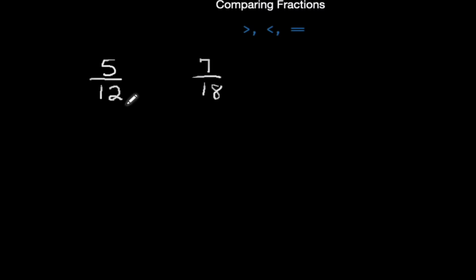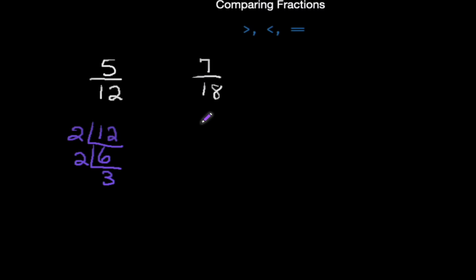All right, so we need a common denominator for both 12 and 18, or at least a common multiple for 12 and 18. So what we're going to do here is use the ladder method. Okay, so for 12, we will divide by 2, which gives us 6. 6 divided by 2 is 3.